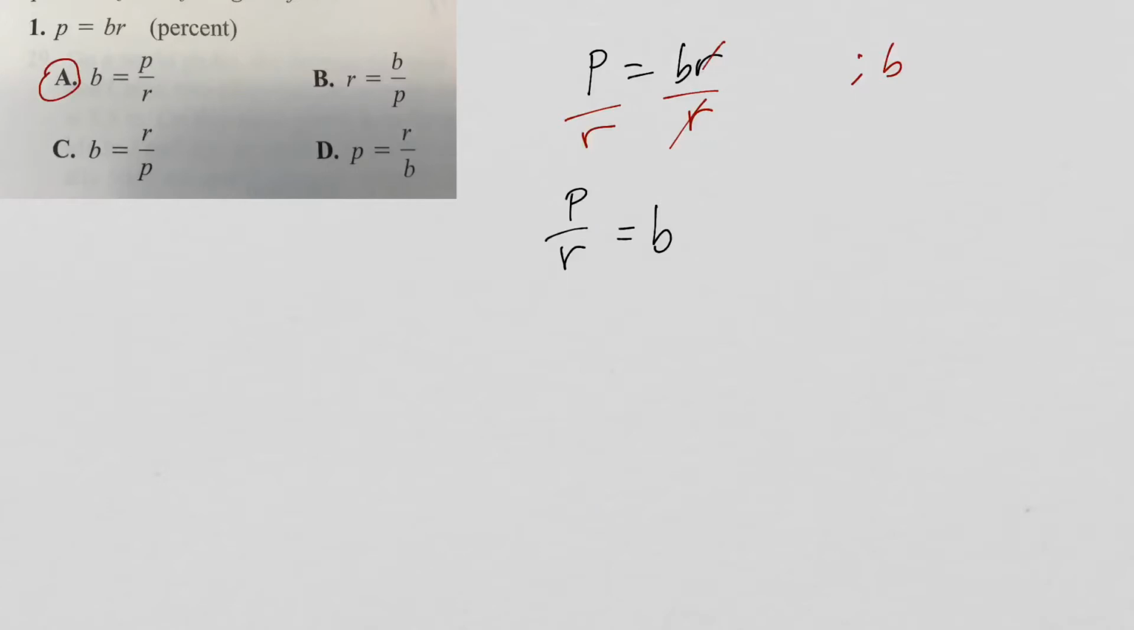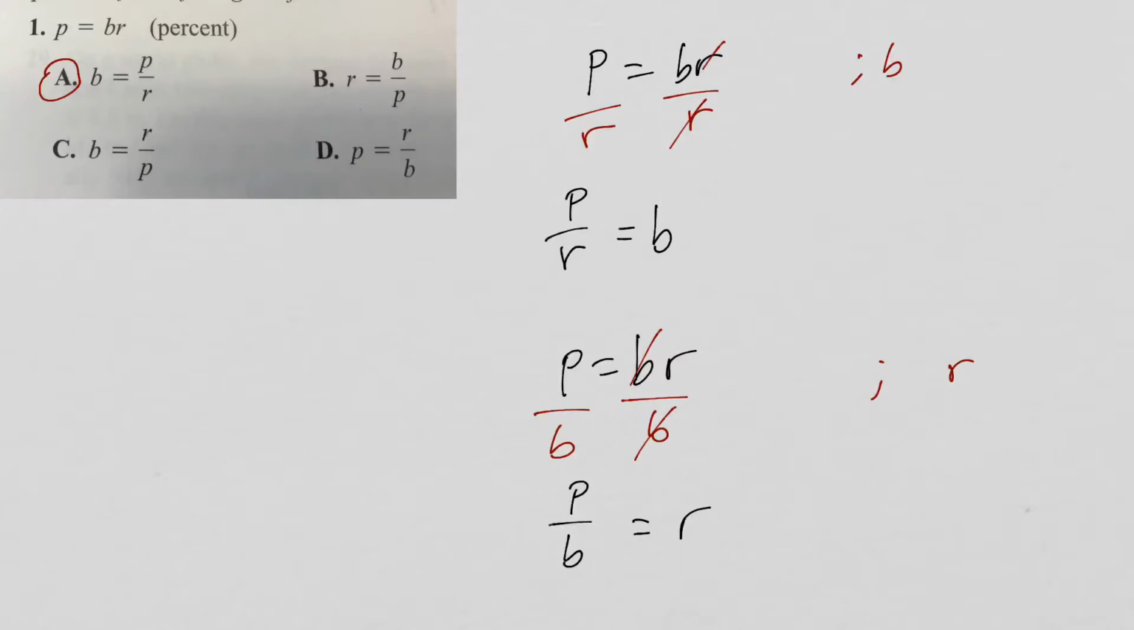Now, let's go back to the original. P is equal to BR. If you solve this for R, you would start by dividing each side by B. And you would get R is equal to P over B. So R equals P over B. That's not even in there. So A is the only choice.